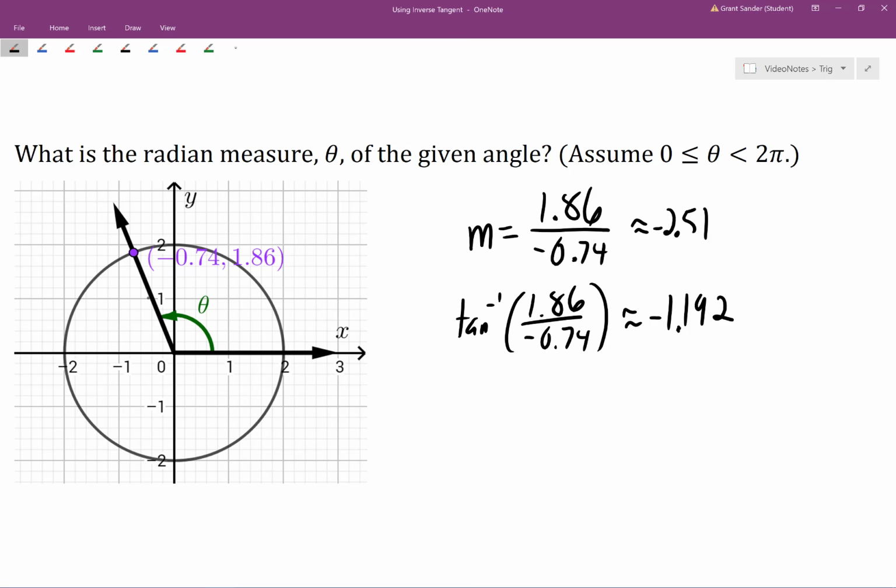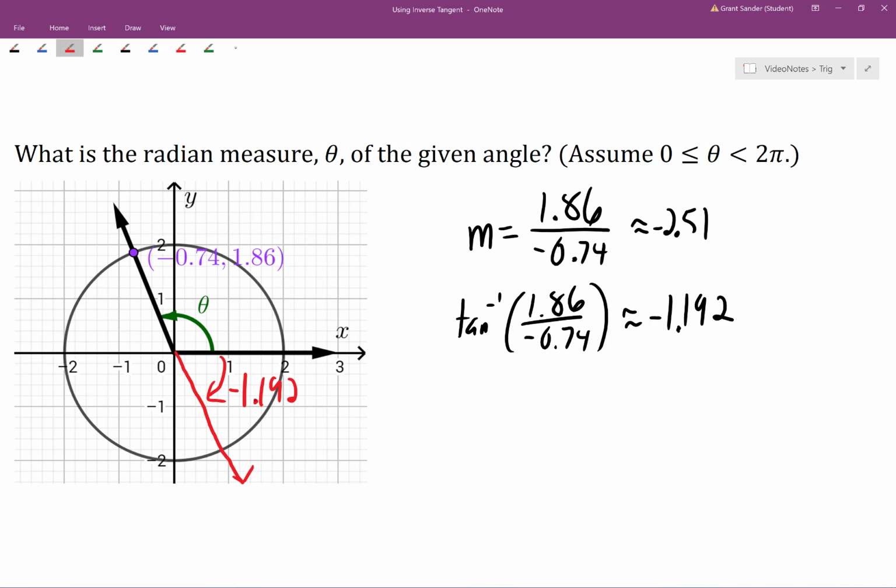Recall that the inverse tangent function will take a slope of a terminal ray, so it'll take this slope right here, and it'll output the angle whose terminal ray points to the right-hand side of the circle. So it's going to give us the measure of that angle right there, and it's going to give us the negative version right there. So it's going to give us an angle between negative pi divided by 2 and positive pi divided by 2. So this negative 1.192 is the measure of that angle right there.